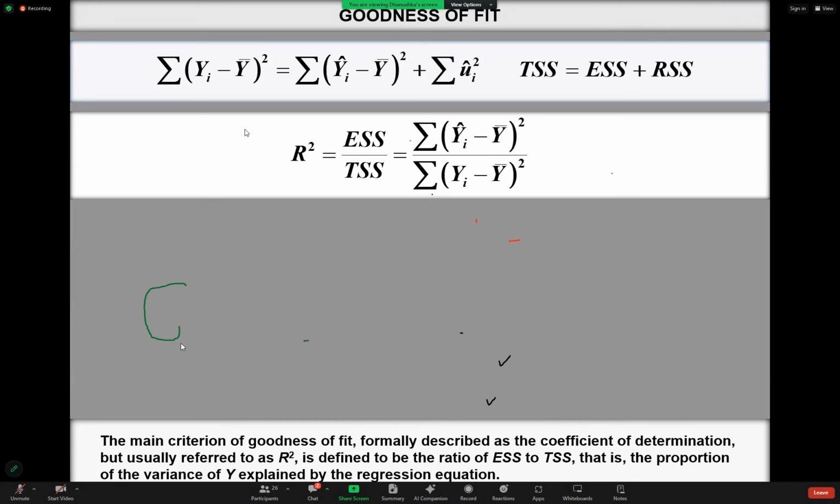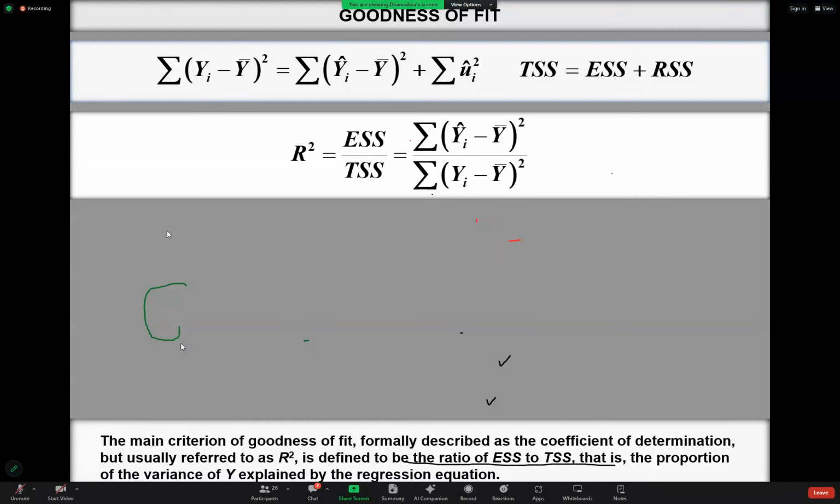Okay, then you can see here R square is equal to ESS over TSS. The main criteria of goodness of fit, formally described as the coefficient of determination, but actually referred to as R square, is defined to be the ratio of ESS to TSS. That is the proportion of variation of Y explained by the regression equation. Is it clear? Yes, sir.